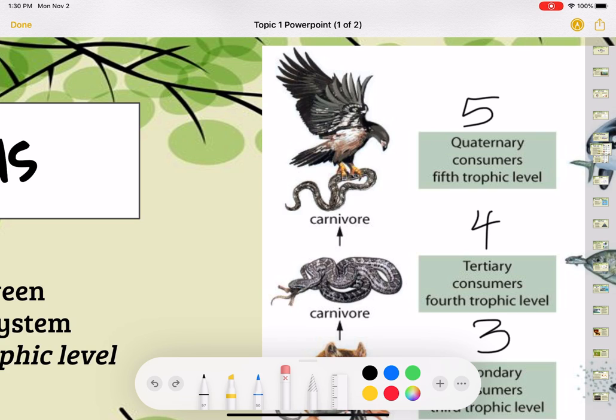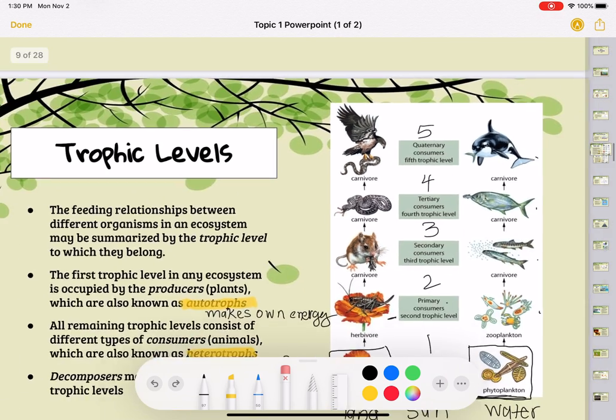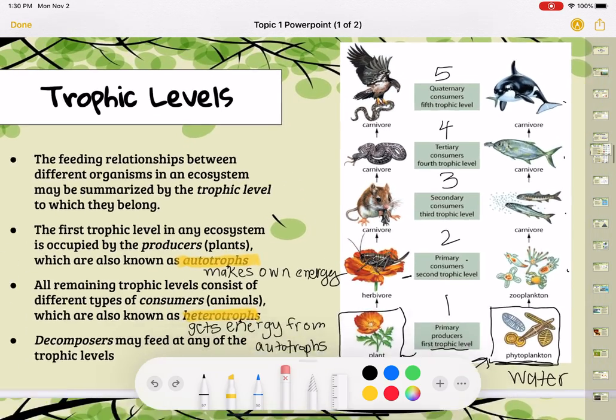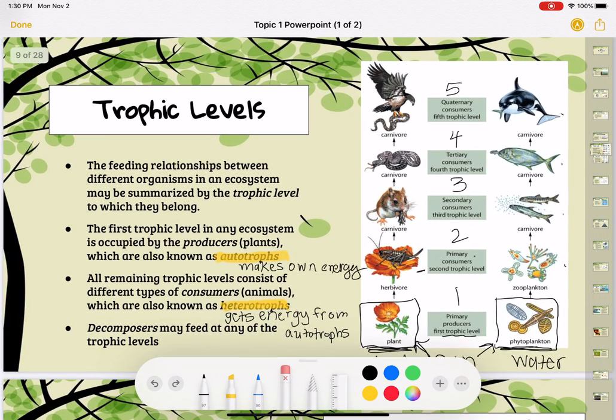So the snake has got its energy from the mouse, that got its energy from the grasshopper, that got its energy from the plant, that got its energy from the sun, and now the energy that's inside of the bird is from all of those things below. All right, does that sort of make sense, hopefully, on how these food chains work? I hope so.